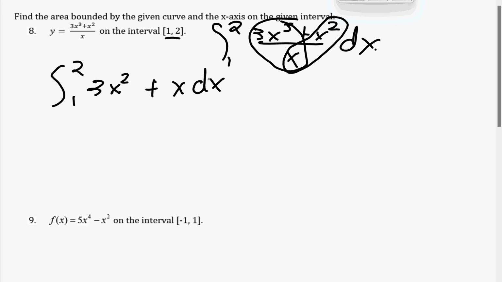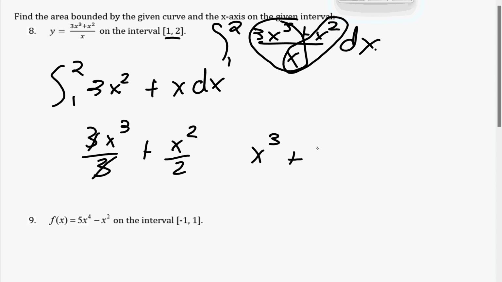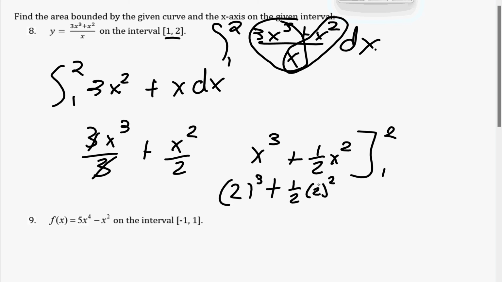Okay, so we're taking the definite integral this time, so we can apply the power rule. So 3 over 3, those cancel to 1, and we get just x squared over 2. So we get x cubed plus 1/2 x squared, and we're going from 1 to 2, so we plug in 2, so that's 8. Plug in 2, so that's 4. 4 divided by 2 would be 2, so we get 8 plus 2. Then we got to subtract, plugging in 1, so here we got to make sure we distribute that negative 1/2.